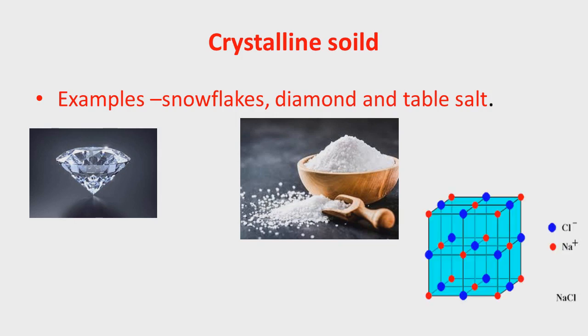If we talk about the structure of sodium chloride, here I mention this blue dot which indicates chlorine and the red dot which indicates the sodium. The arrangement of the sodium and chloride will be definite. Now you can see the sodium is there, after sodium chloride, then sodium, then chloride, then sodium, meaning the arrangement of the sodium chloride is regular, and therefore it is an example of crystalline solid.